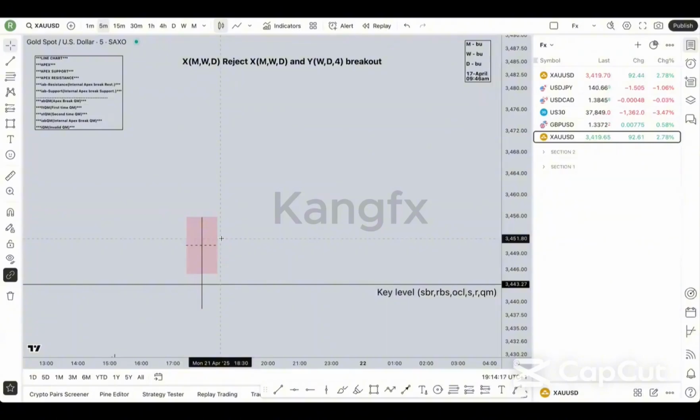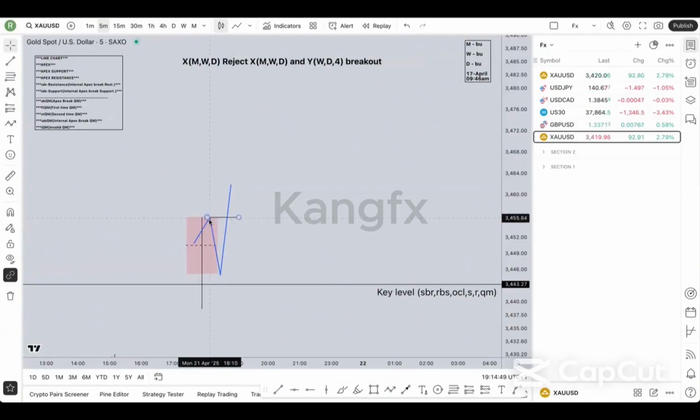Now, after this, what do we expect on 4 hour, which is a lower time frame? We expect a breakout. And what kind of breakout do we expect? We expect this kind of breakout. This is the breakout we expect. The market must break above.